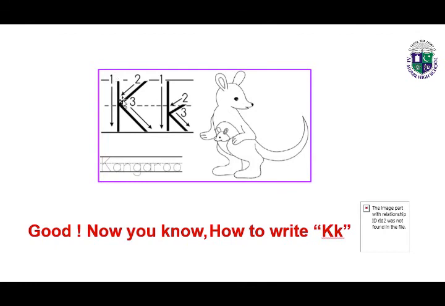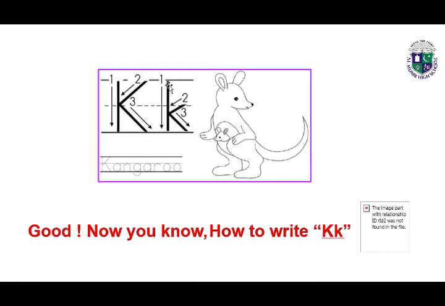Draw a straight standing line in first 3 lines. Then draw a slanting line which starts from the first line till the middle line from right to left side. Then draw another slanting line which starts from the middle line to the third line from left side to right side. This is the way to write K.